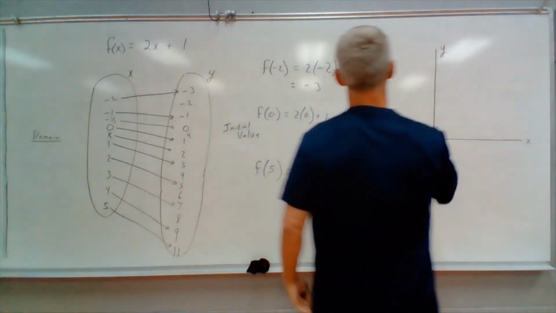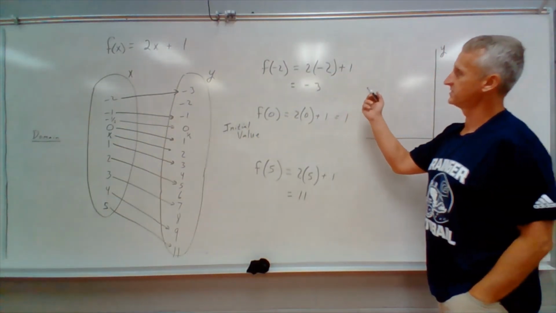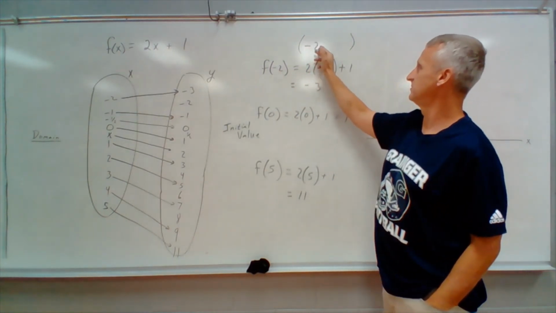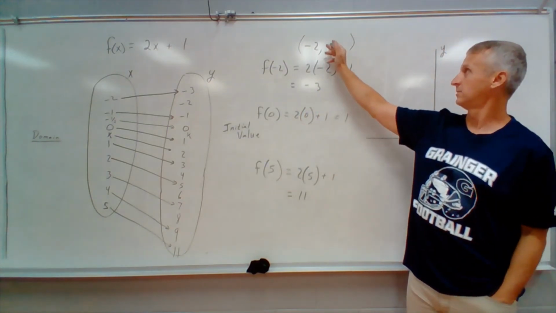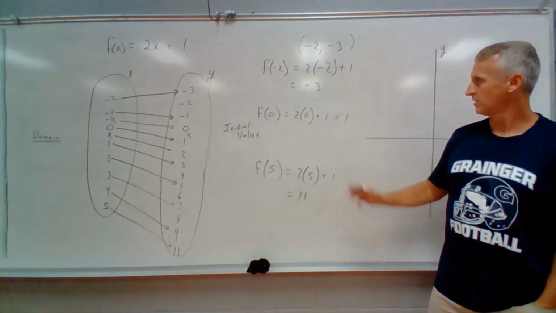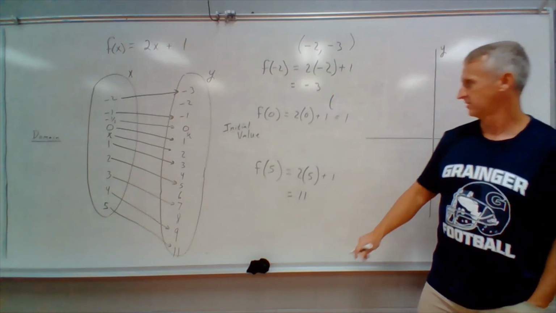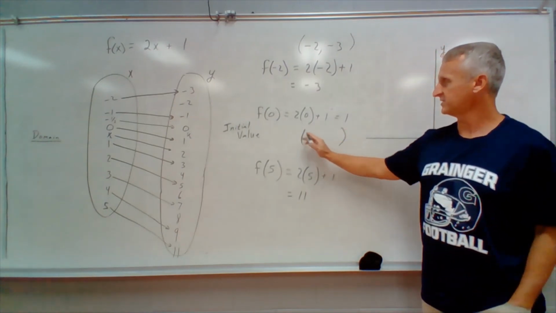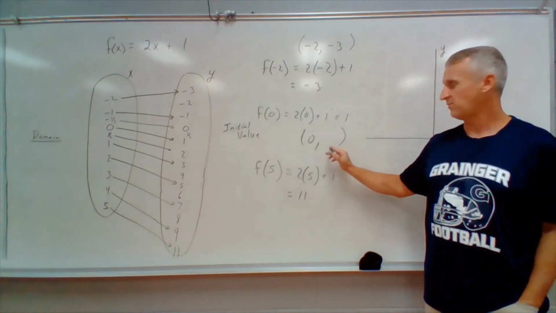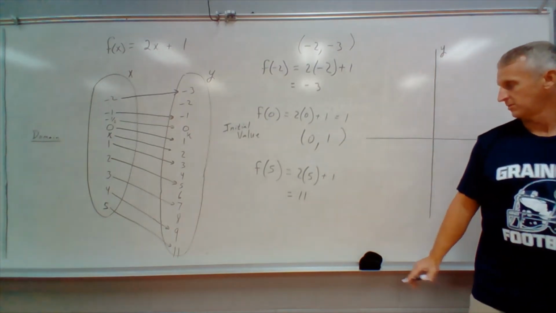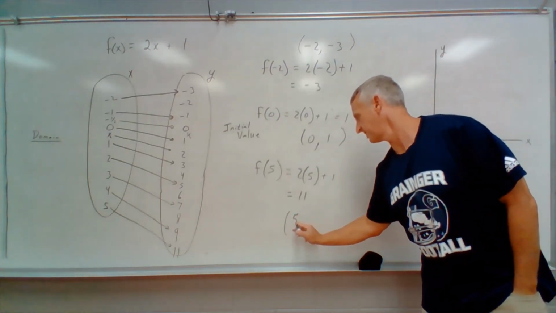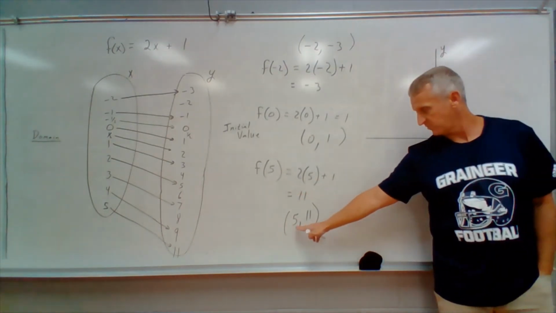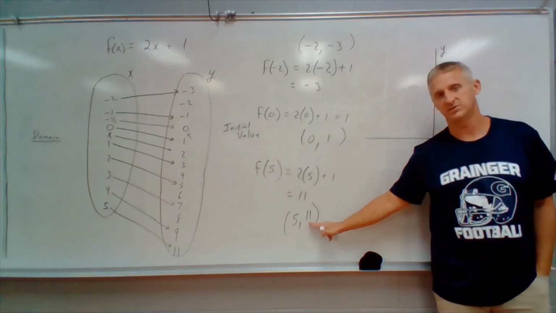All right. We can write these as ordered pairs. So for instance, this first one, my x value was negative 2. My y value is negative 3. On this one, my x value was 0. My y value was 1. On this one, my x value was 5. My y value was 11. So here's the number I plug into the function. This is the number that it spits out.